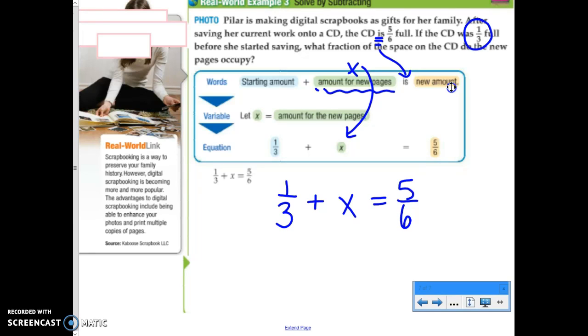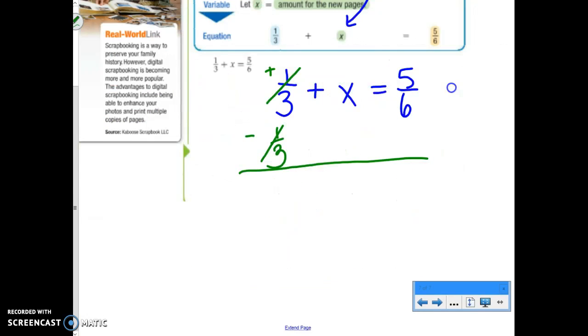I need to get rid of everything on the left side that does not have an X or a variable next to it, which would be this term. So since there's nothing in front of it, we know that it's a positive 1/3. The opposite of addition is subtraction. So I'm going to need to subtract 1/3 from both sides, and those are going to cancel. Remember, they're going to equal 0. I have X that is completely positive and by itself, so I have X equals, and because I subtracted 1/3 from this side, I have to subtract 1/3 from the other side.